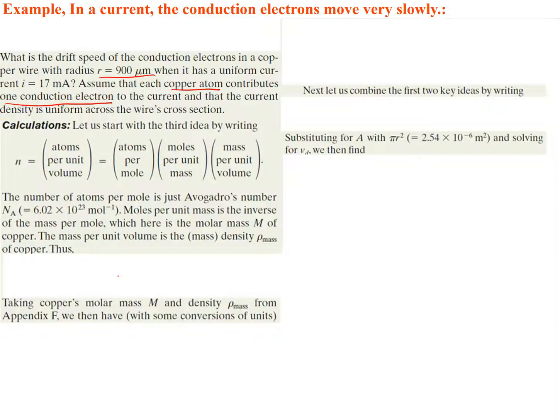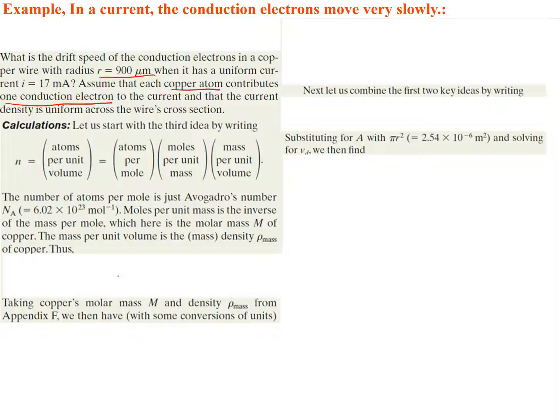So first we need to start with using our value little n, which is, again, the atoms per unit volume, or the amount of molecules, amount of atoms, whatever it happens to be, in some unit volume. And to find that out, we can relate that to a couple of different things.